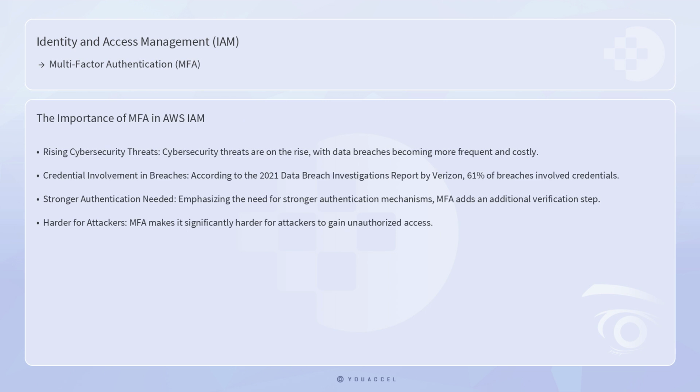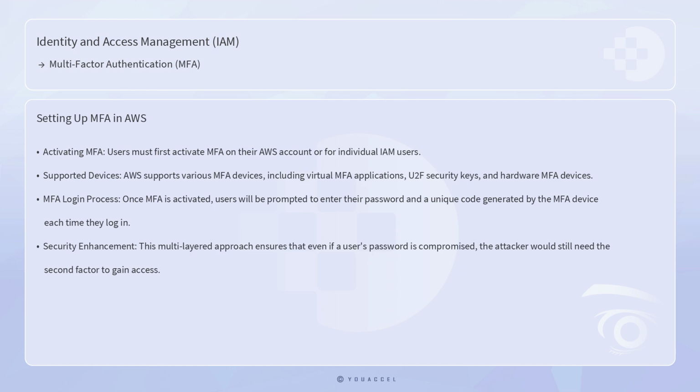The importance of MFA in the context of AWS IAM cannot be overstated. Cybersecurity threats are on the rise, with data breaches becoming more frequent and costly. According to the 2021 Data Breach Investigations report by Verizon, 61% of breaches involved credentials, emphasizing the need for stronger authentication mechanisms. MFA addresses this issue by adding an additional verification step, making it significantly harder for attackers to gain unauthorized access. The process of setting up MFA in AWS involves several steps.